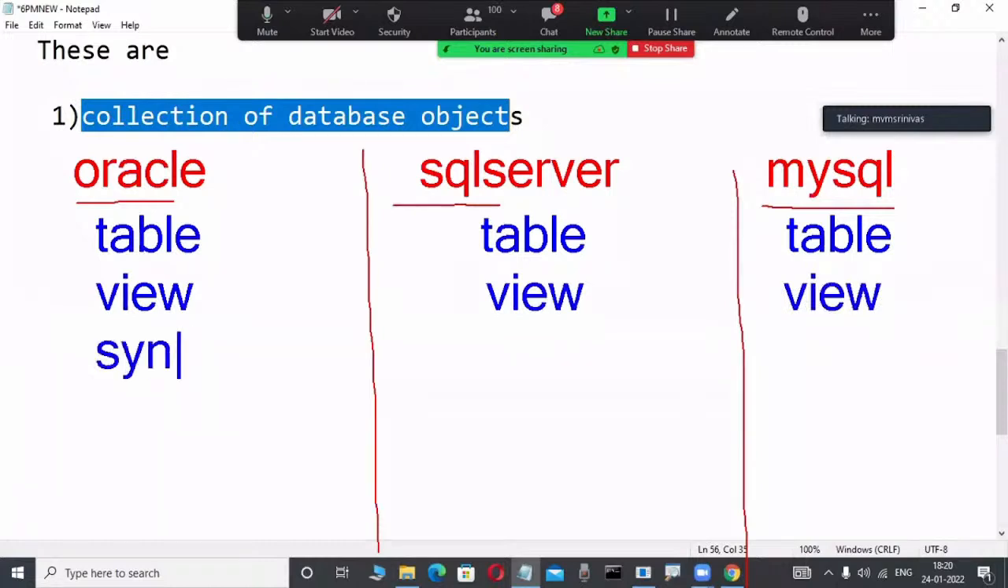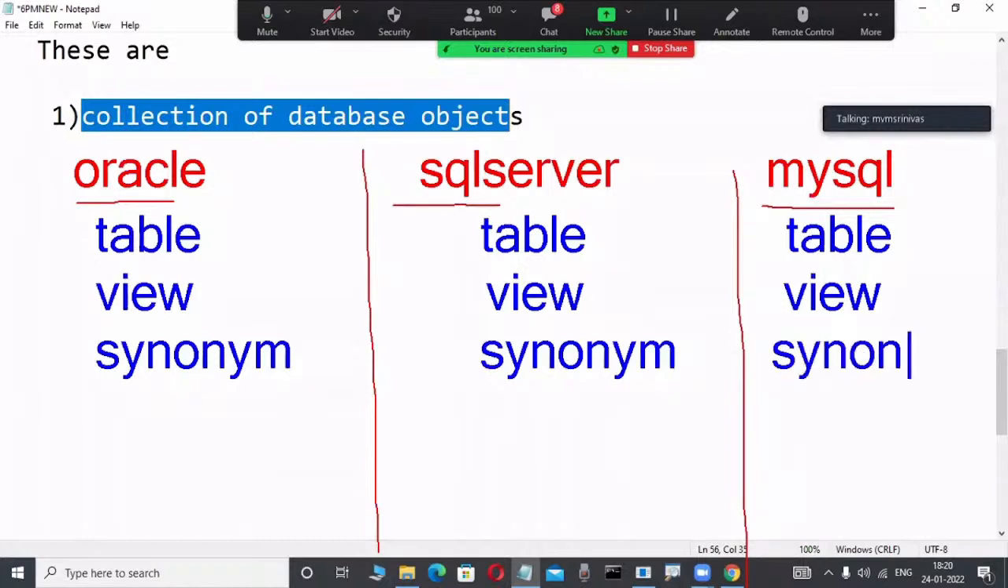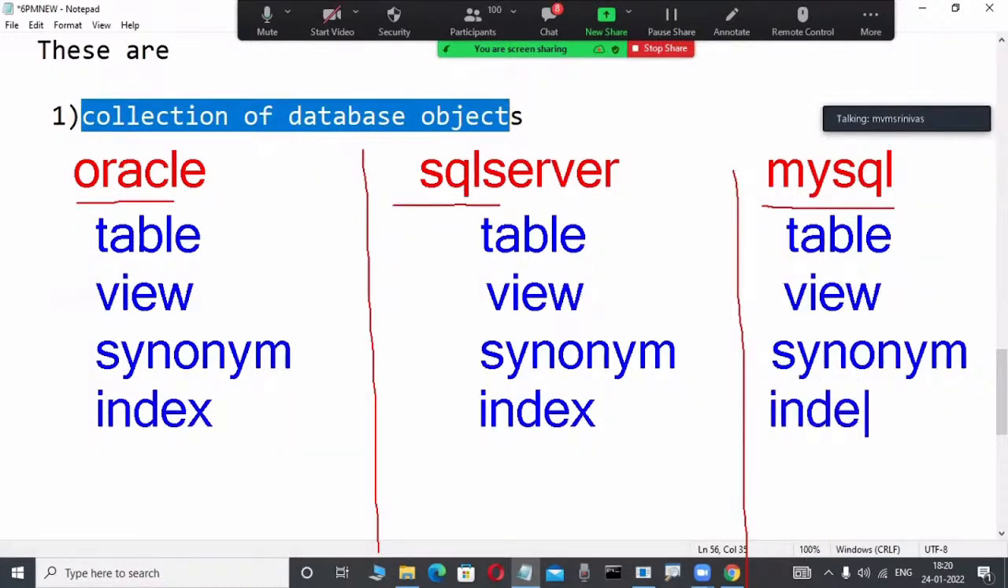Here synonym is a database object. What is synonym? What is view? We are learning, don't worry. In our course, synonym is available. Here also synonym is available. Here index is there. Here also index is there. These are called objects. Okay, some terminology, big concepts only.